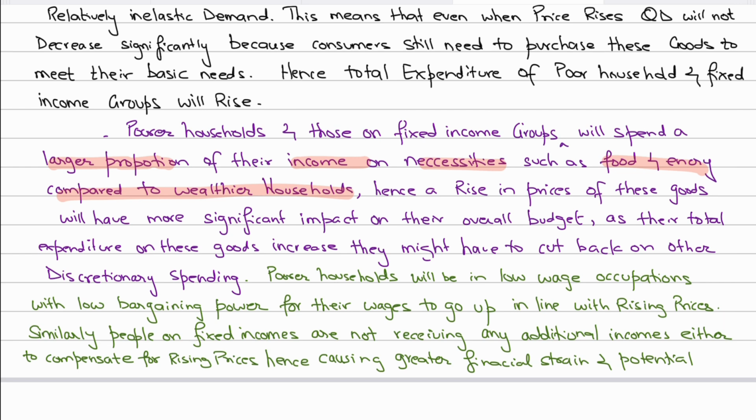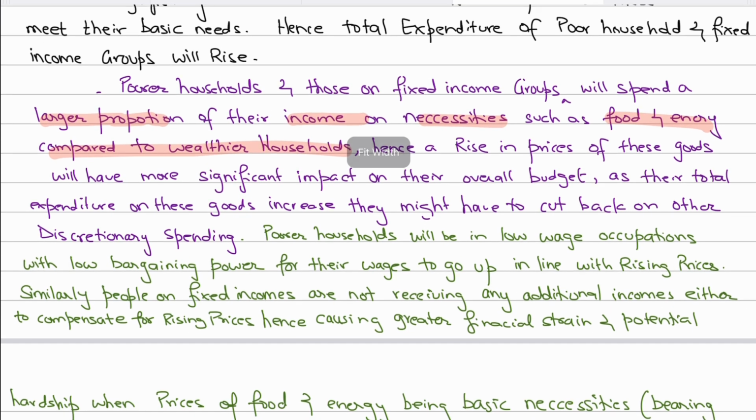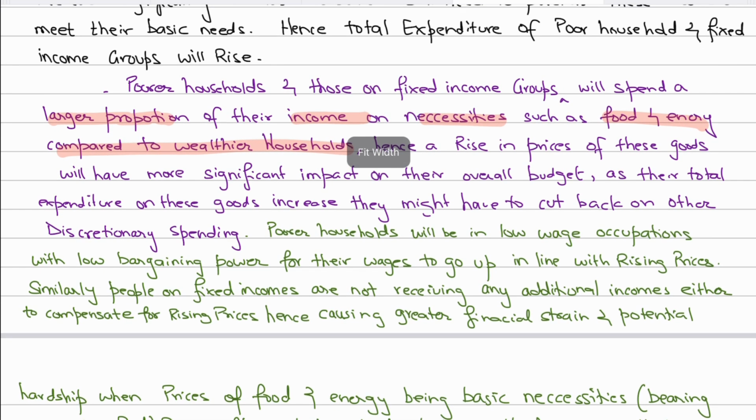And the thing is that poor households are obviously part of those individuals who are already in occupations that have low wages. So poor households will be in low wage occupations with low bargaining power for their wages to push their employers to increase their wages in line with rising prices and inflation.